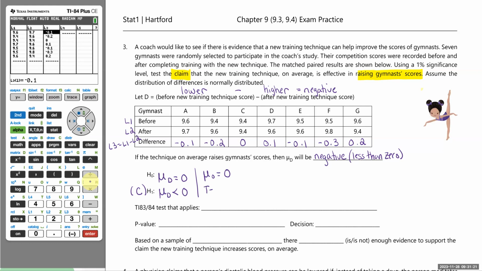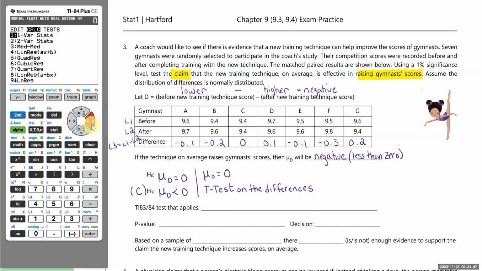And then we run a regular t-test on the differences. So in my case, the differences are in L3, but you could have also entered those differences anywhere that you would like, as long as you know where those values are stored on your calculator. So let's go to our t-test. So stat, tests, regular t-test.